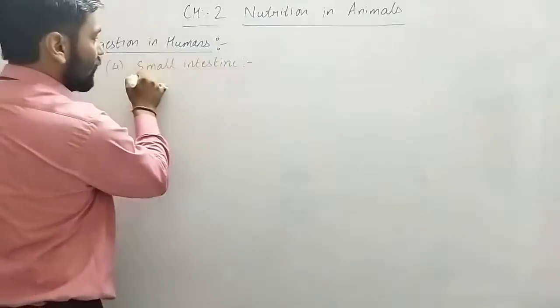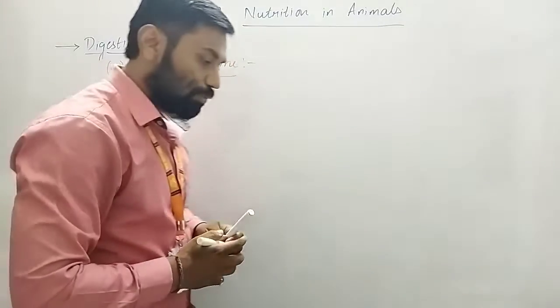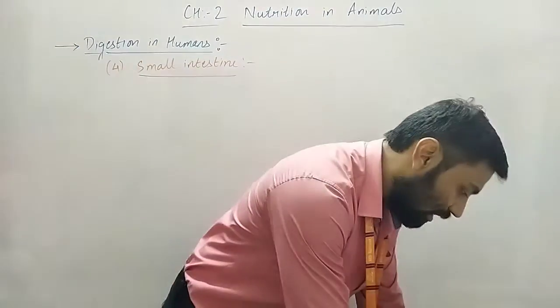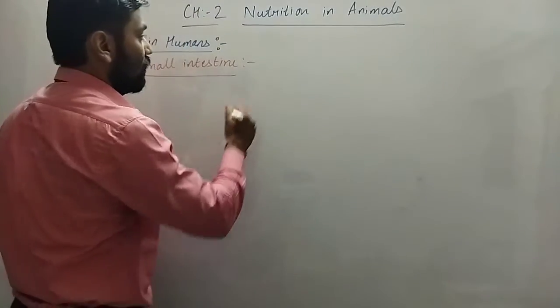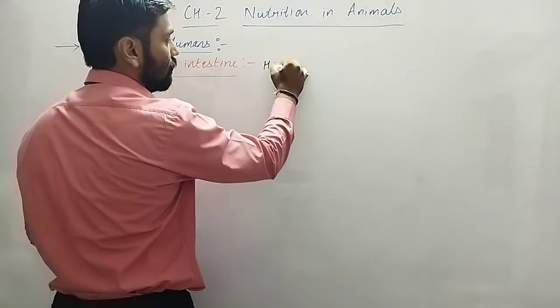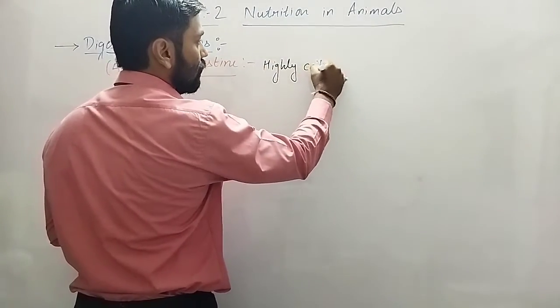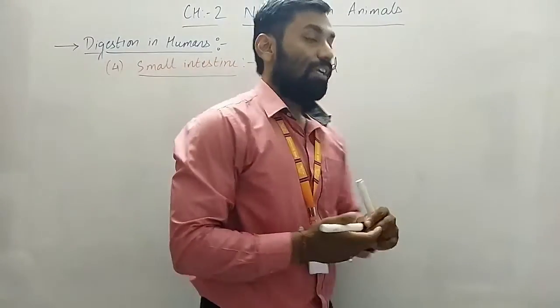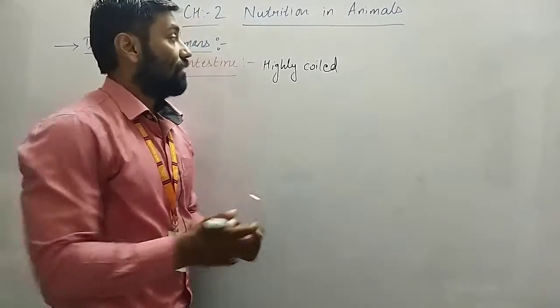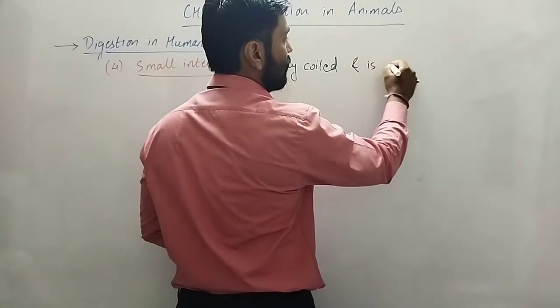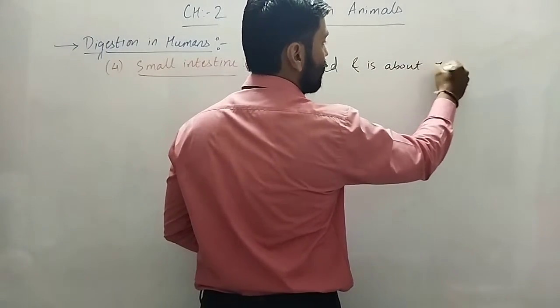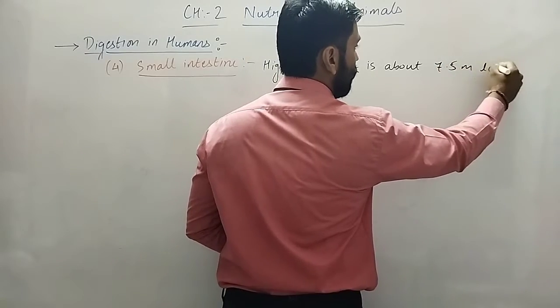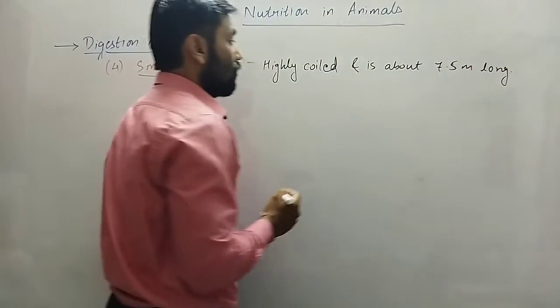Small intestine. So what can I say about the small intestine? It is highly coiled and about 7.5 meters long, right? Small intestine, why do we say small intestine?